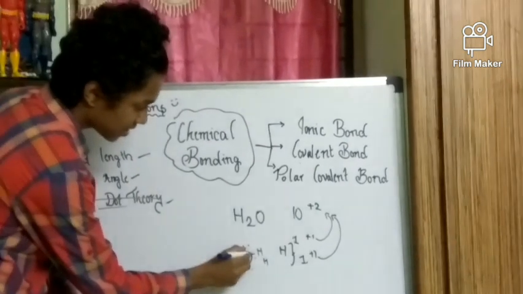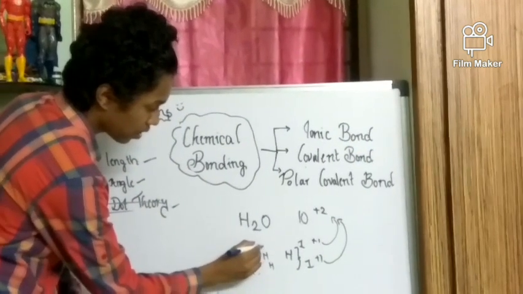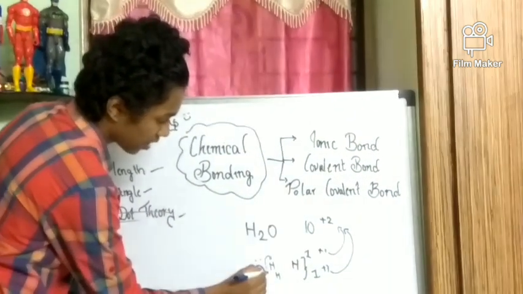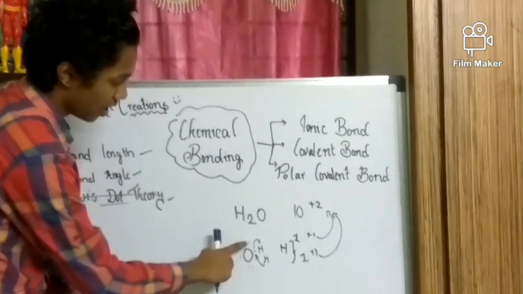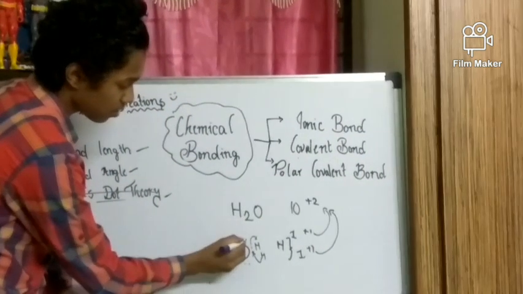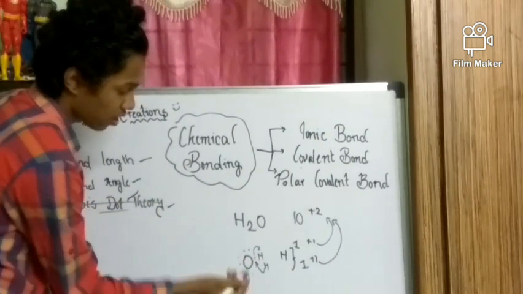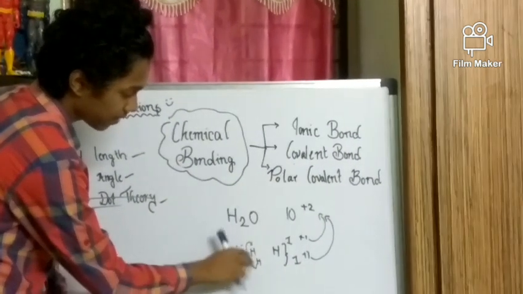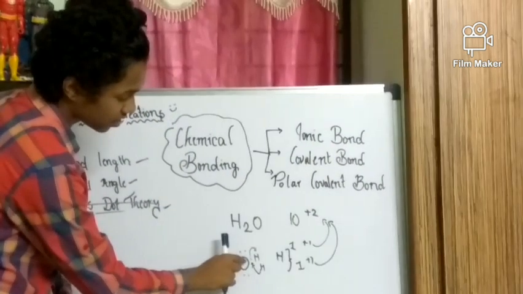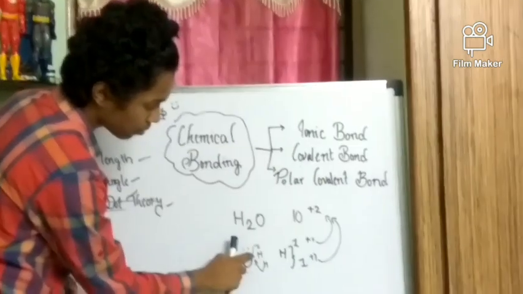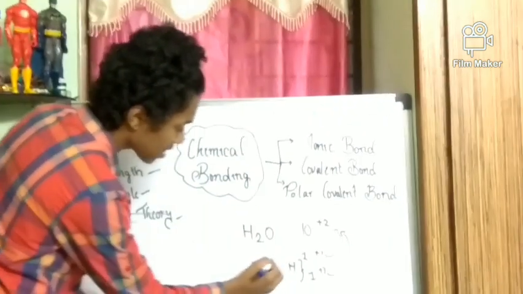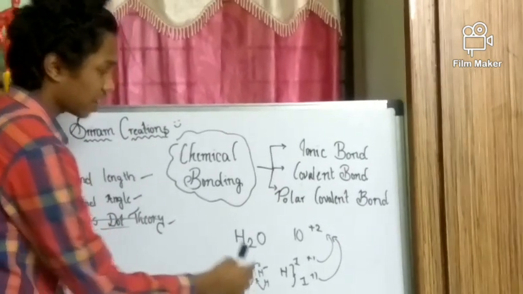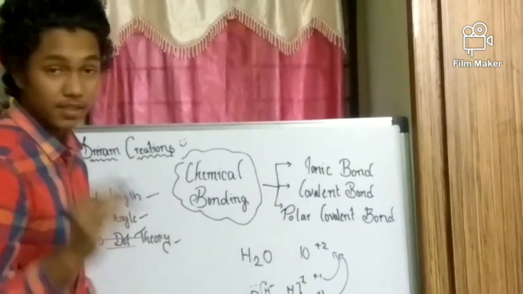Now the bond happens: this one electron belongs to hydrogen, and this electron belongs to the bottom hydrogen. Now all these electrons belong to oxygen. Now if these 2 hydrogens donate 1 electron each, and even this hydrogen participates in the bonding, it will get the helium configuration.